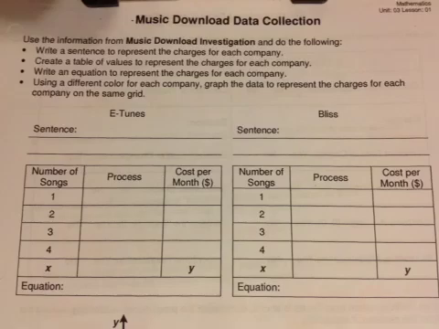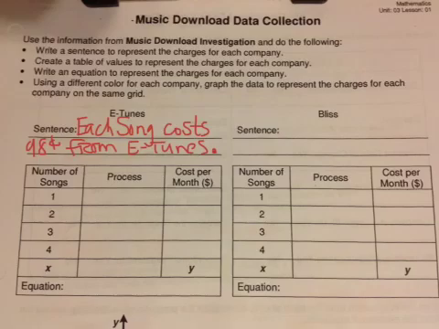One song equals 98 cents. Okay? Noah. Each song from eTunes costs 98 cents. Okay? What else? Each song from Bliss. Wait, which one are we doing? We're doing eTunes first. Oh, each song from eTunes costs 98 cents. Okay, so my sentence says each song costs 98 cents from eTunes. Please make sure you're making a sentence, so you need a capital letter and a period. Otherwise, your language arts teacher would count off if you don't have a capital letter and a period.